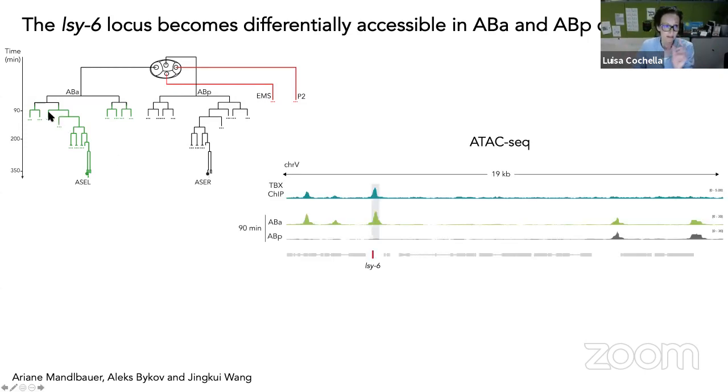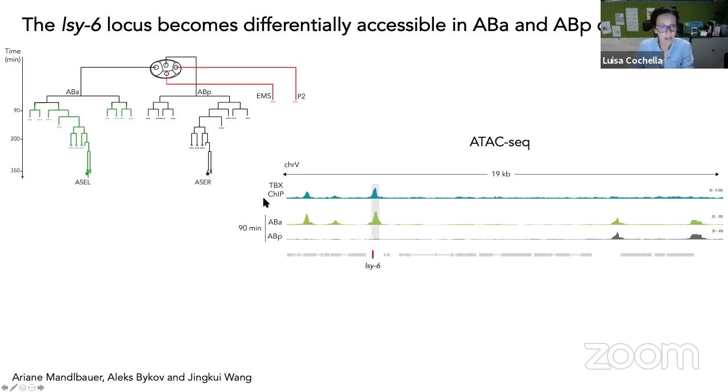So we did this, and the first time point at which we did this is this 90-minute time point, which is at the peak of TBX expression. That is at the same time point at which we had done our TBX ChIP. And if you look at the DNA accessibility in ABa at this early time point, we can see that there's a very clear region of accessible DNA that overlaps perfectly with the TBX binding site. So this is not terribly surprising, since we know the T-box factors are binding there. Typically, there's breathing, and that generates accessible DNA.